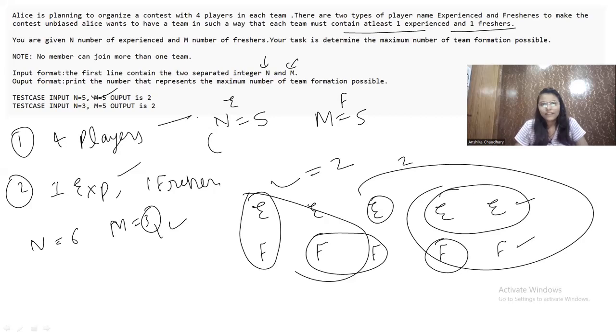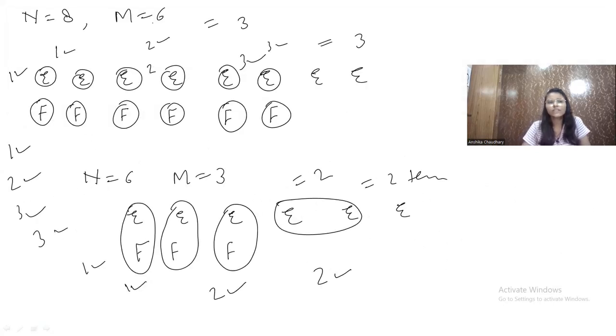Now here n equals 5 and m equals 5, so what is the answer? 2. Now here n equals 8 and m equals 6, so what is the maximum team possible? 3. n equals 6, m equals 3, so what is the maximum team possible?